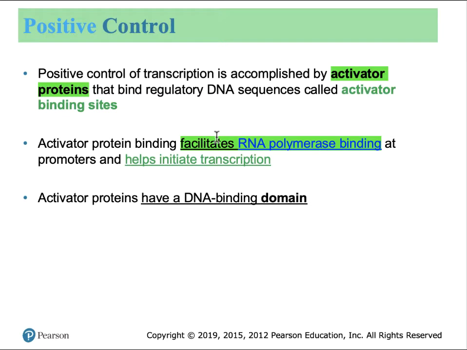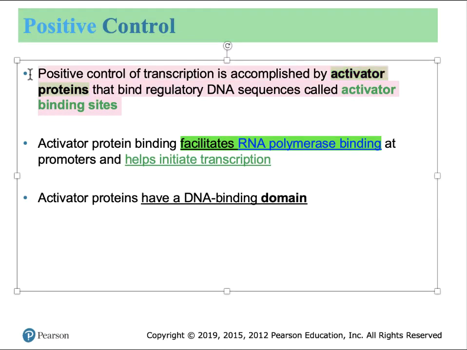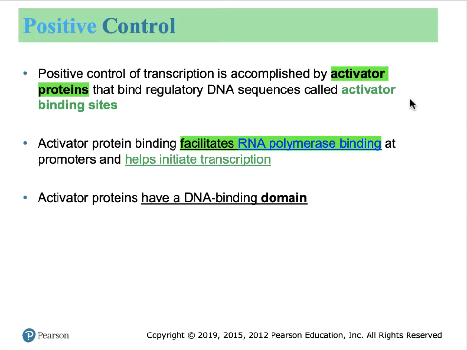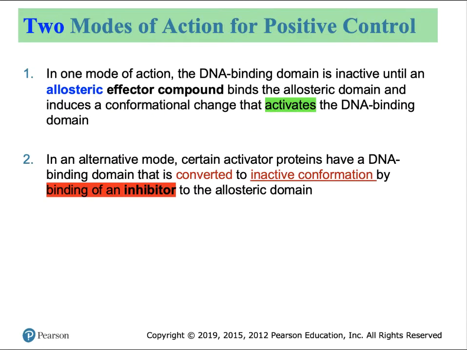In positive control, transcription is accomplished by activator proteins, and they bind regulatory DNA sequences called activator binding sites. These proteins are normally designed to facilitate the binding of RNA polymerase and in initiating transcription. So they're helper proteins, not hinderer proteins. These ones hinder and these ones help. In order to recognize and bind to the activator binding sites, the activator proteins need to have a DNA binding domain. Once again, there's two modes of action for this positive control.